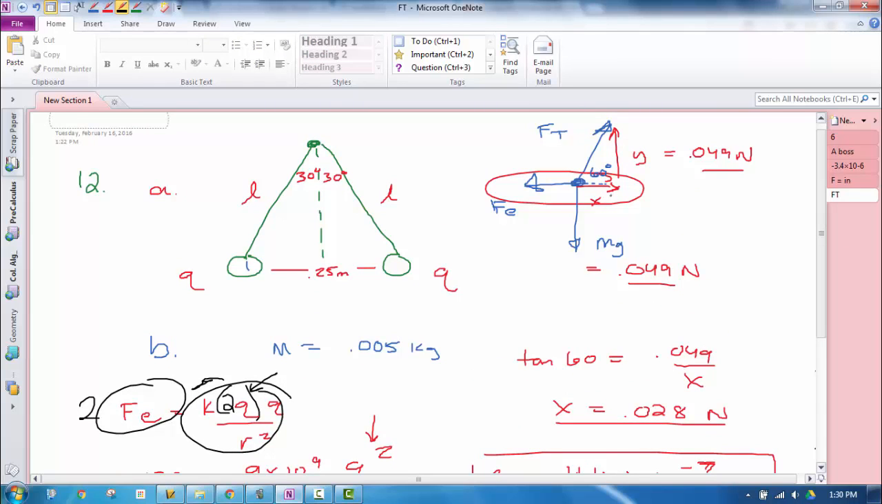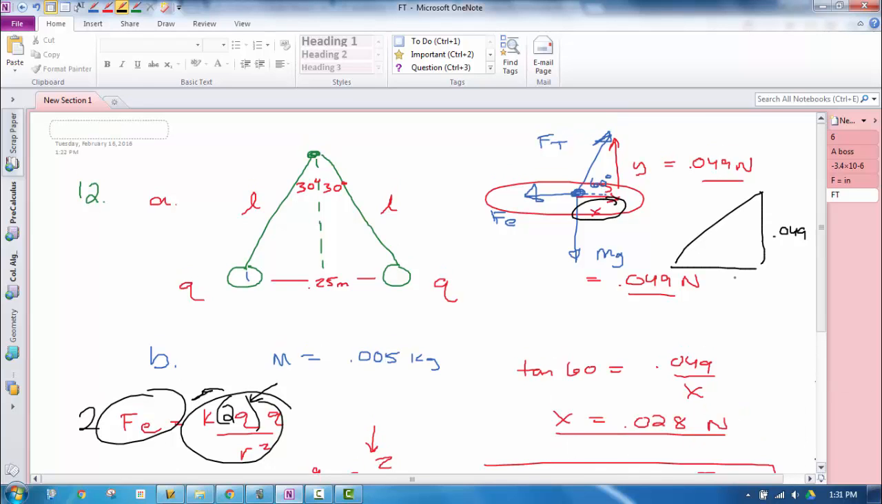If we have double that, we have a new triangle, which I'm going to draw here. This y stays the same, 0.049 newtons. This is doubled, which is now the 0.028 right here times 2, which gives you about 0.0565, about 0.566 newtons.